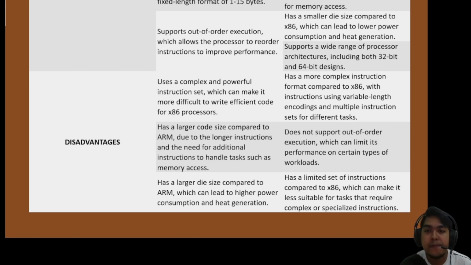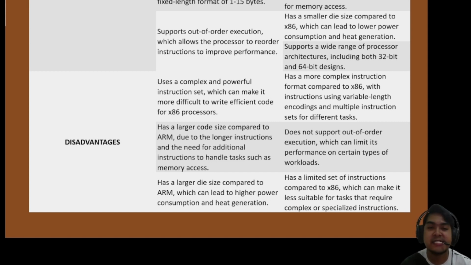Disadvantages for ARM. ARM has a more complex instruction format compared to X86, with instructions using variable length encoding and multiple instruction sets for different tasks. ARM does not support out of order execution, which can limit its performance on certain types of workloads. Lastly, ARM has a limited set of instructions compared to X86, which can make it less suitable for tasks that require complex or specialized instructions.